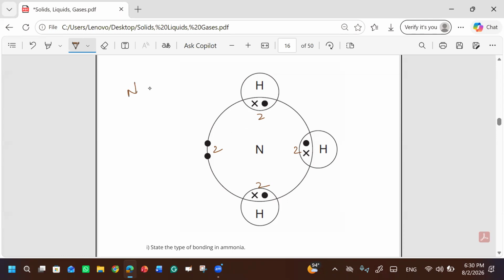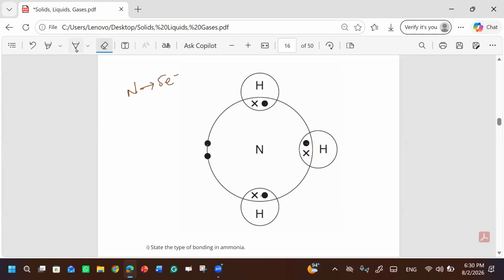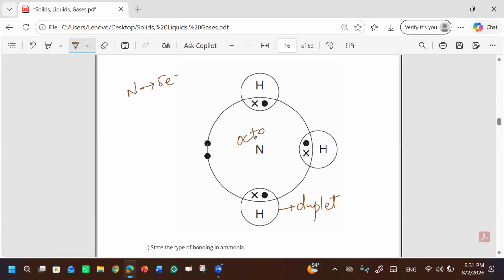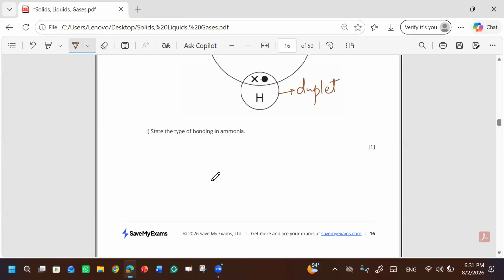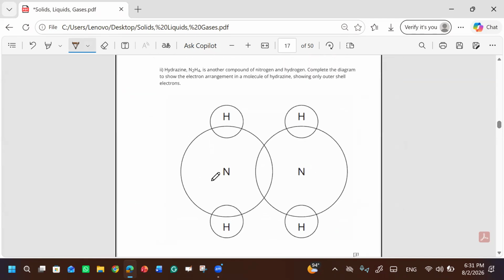Initially, we know that nitrogen belongs to group number five. It has five electrons in the valence shell. These dots are electrons of the nitrogen. And what about hydrogen? Hydrogen has six electrons? No, it has one. In its shell there is one, and it will share one with the nitrogen. So it has completed its duplet, and nitrogen has completed the octet. Okay.